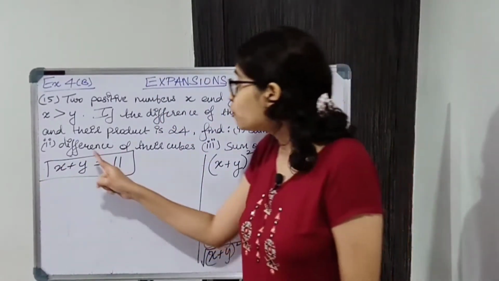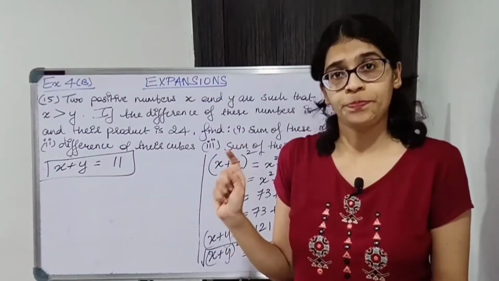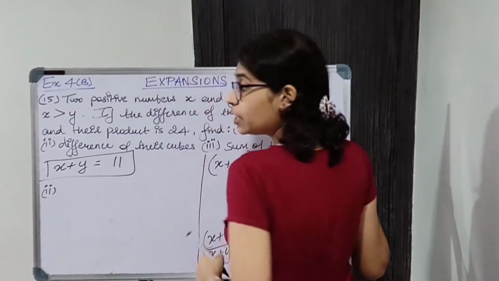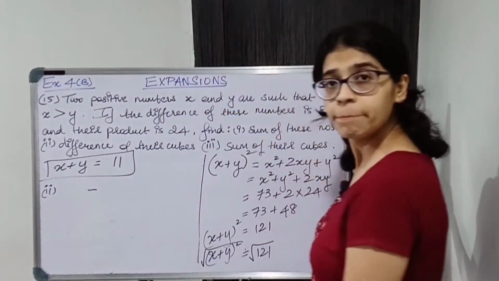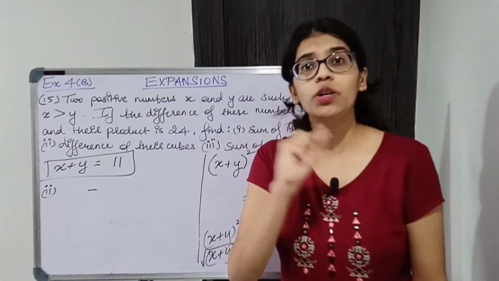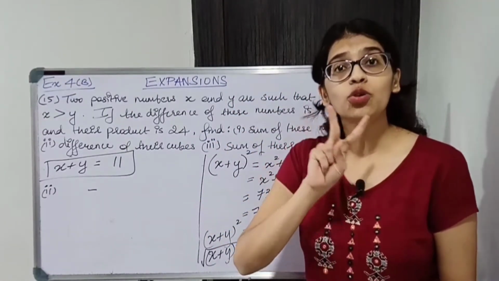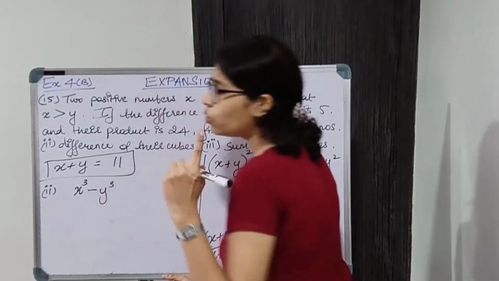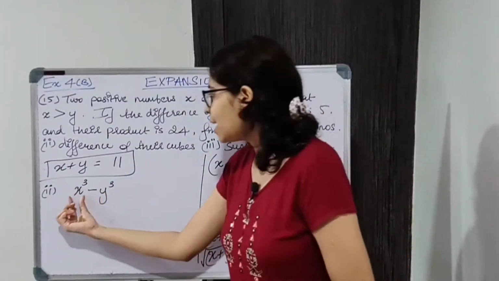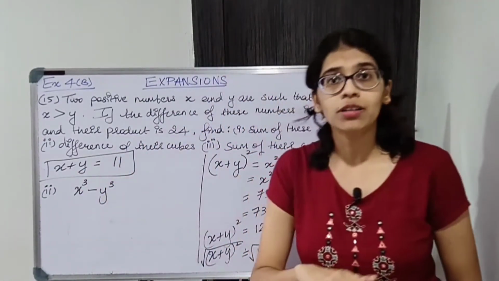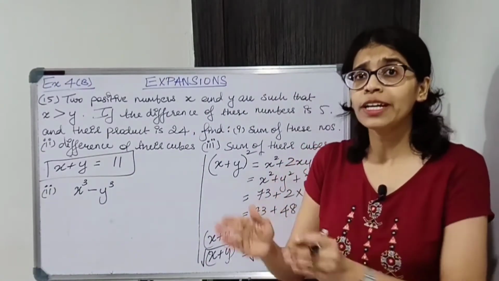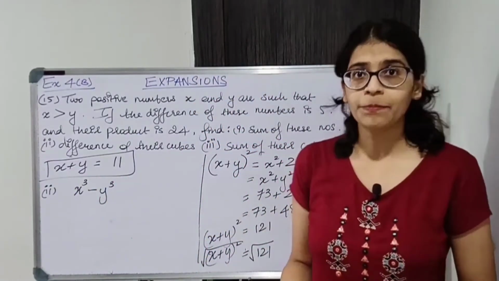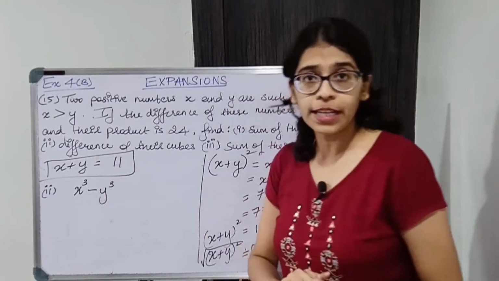Now in the second part we need to find the difference of their cubes. Difference, put minus sign. Difference of cubes, cubes is plural, so there are two cubes. x cube minus y cube, don't take y cube minus x cube, x is the greater number, y is the smaller number. Okay, so to get a positive answer you should take x cube minus y cube. So the difference of their cubes we have to find.